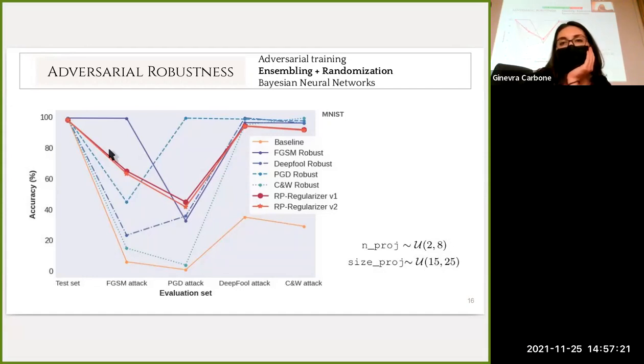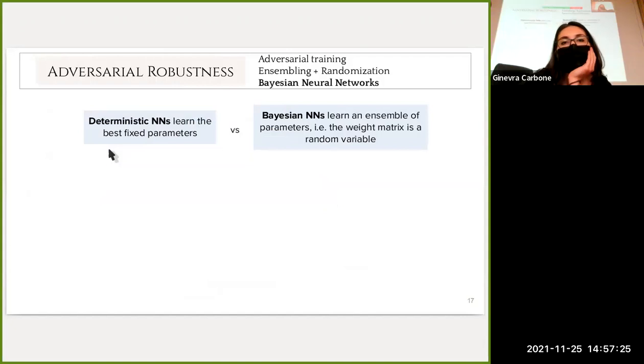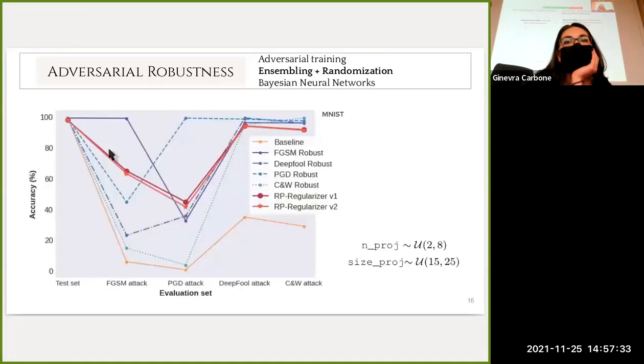Okay, so that's the first thing that I wanted to show. Now let's move to another topic, which is Bayesian neural networks. Do you have any questions? I'm always asking. Yes.